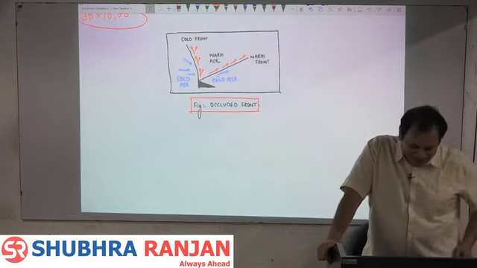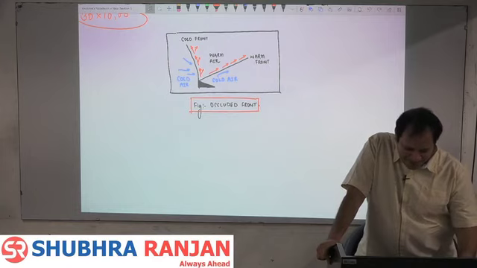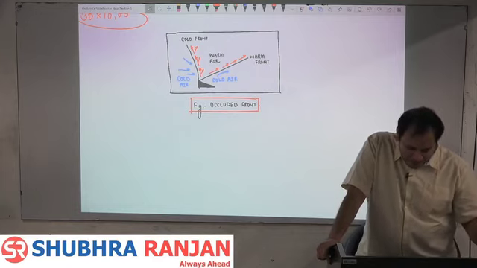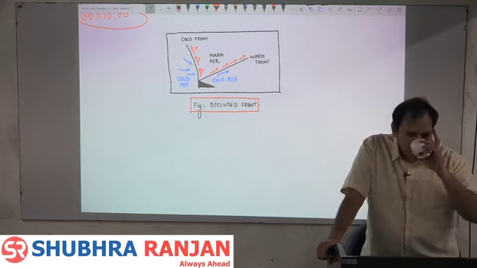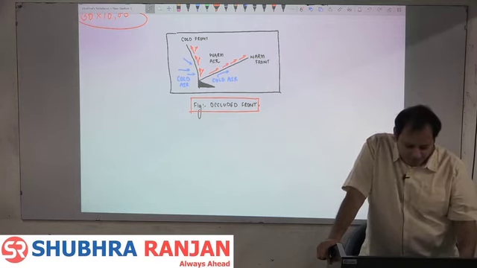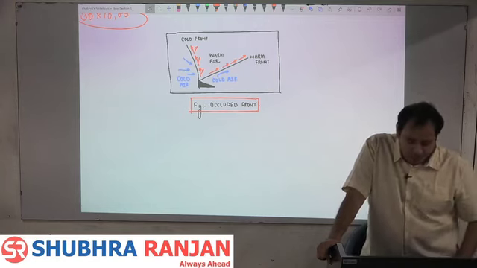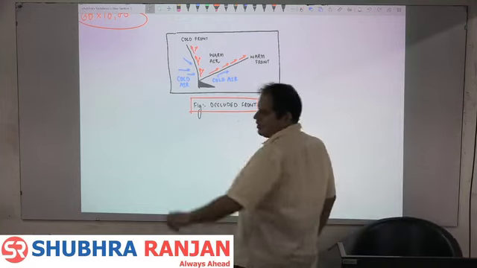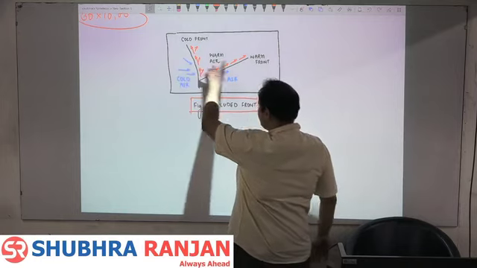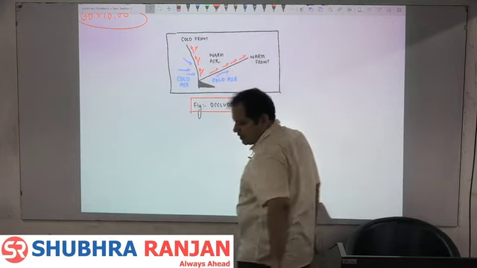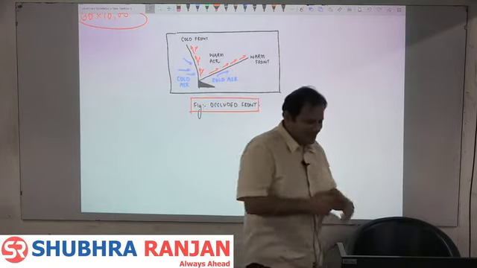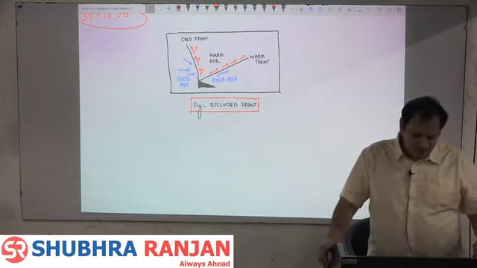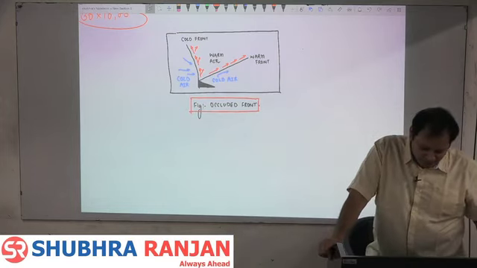So occluded front, it occurs when the cold front overtakes the warm front. Understanding? Cold air is coming like this, it is overtaking the warm front. That is why this diagram. It occurs when the cold front overtakes the warm front.